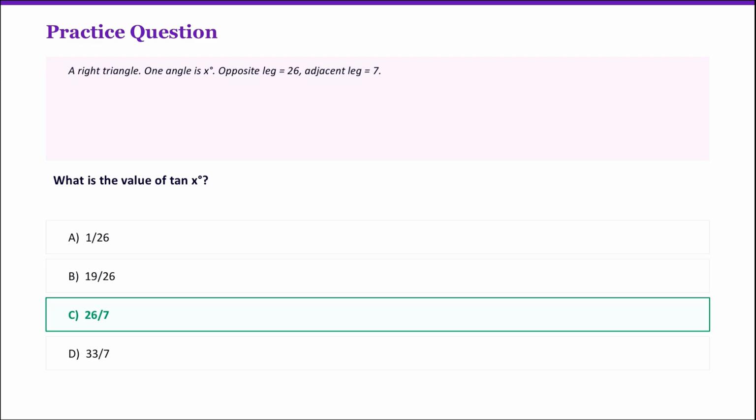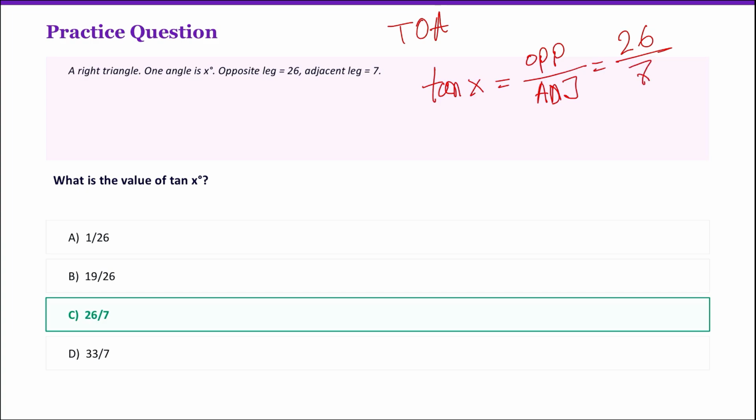We can do a quick practice question here. If you have a right angle triangle and one angle is x degrees and the opposite leg is 26 and the adjacent leg is 7, then what's the value of tangent x? So we know the definition of tangent x, from SOHCAHTOA, we know TOA, it's opposite over adjacent, and the opposite is 26, and the adjacent is 7. So that would be our value of tangent x, which is answer choice C.